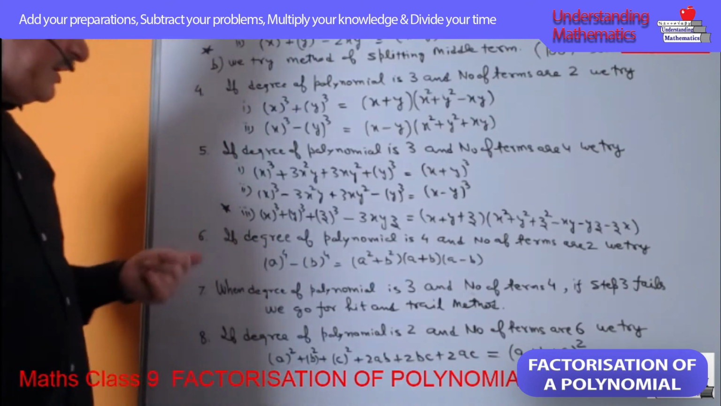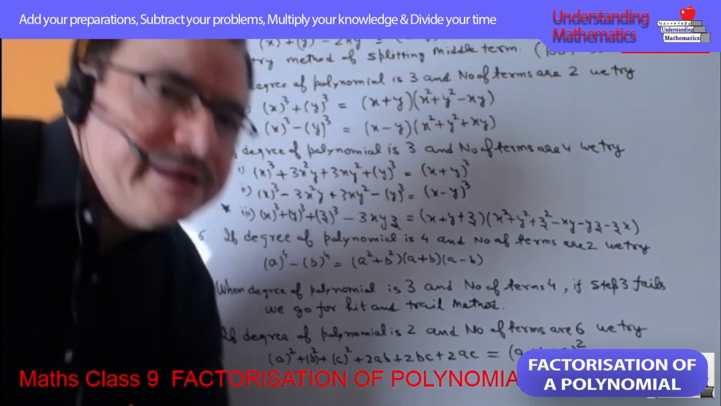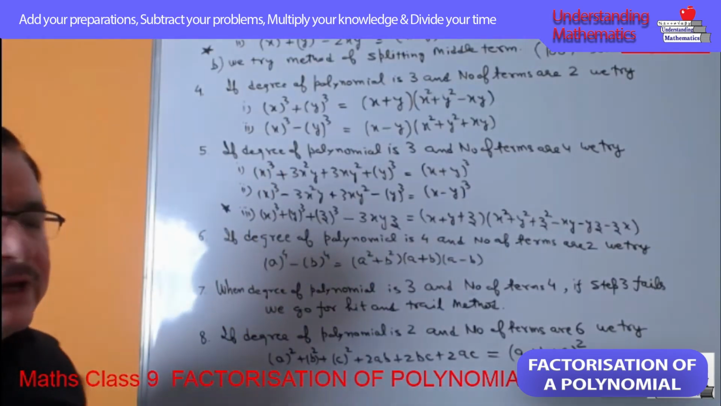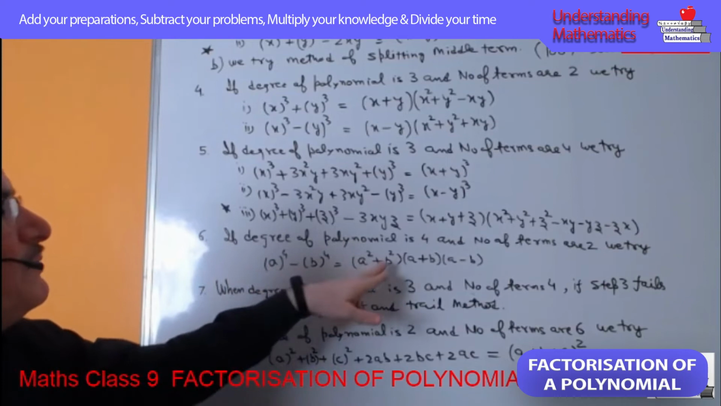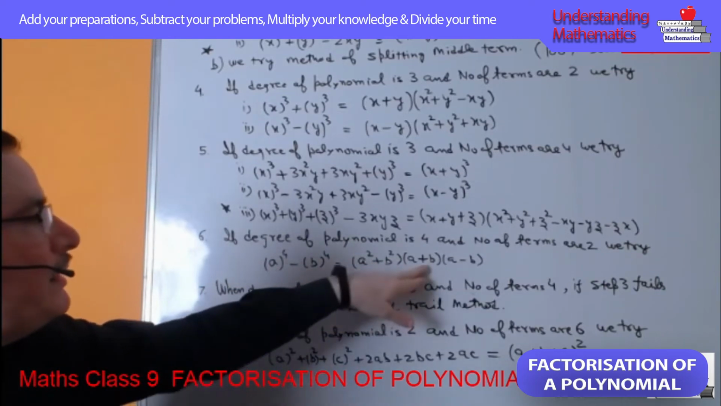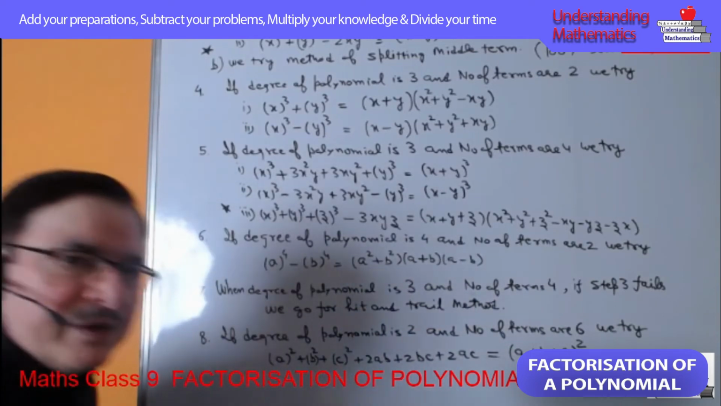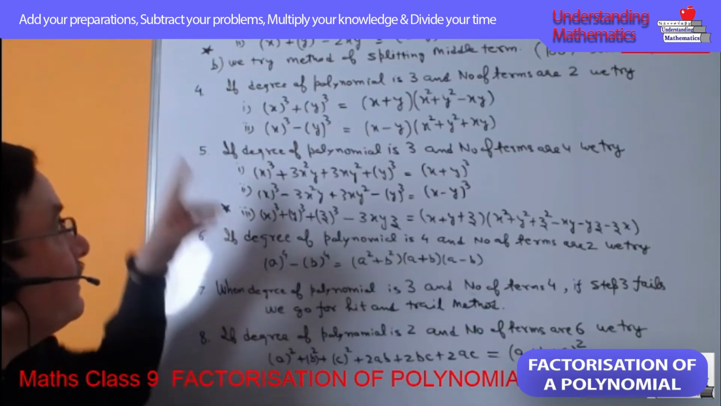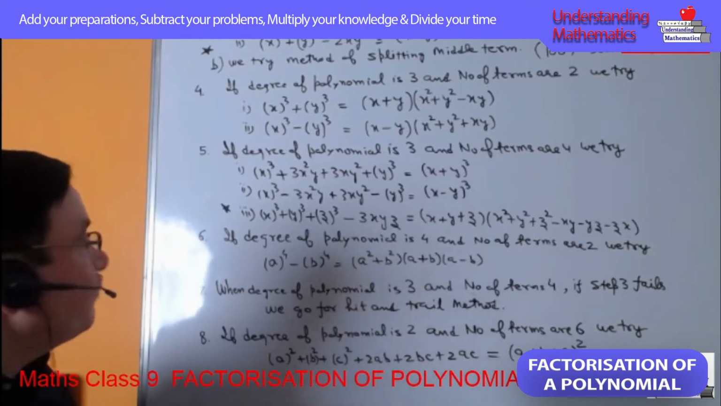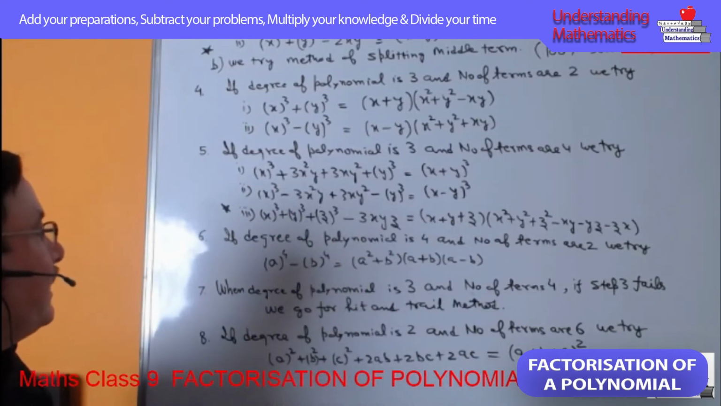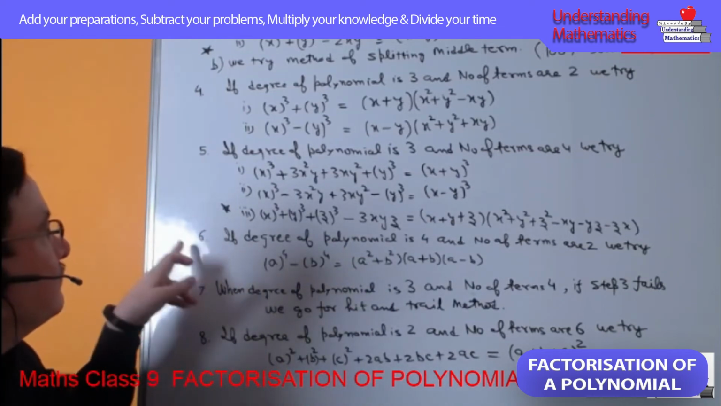So a^4 minus b^4 is the identity, and the answer for that is (a square plus b square), the first factor, into (a plus b), the second factor, into (a minus b), the third factor. So you have to learn the identities, of course, that is the basic thing. You have to remember all the identities, and degree 4, step number 6.